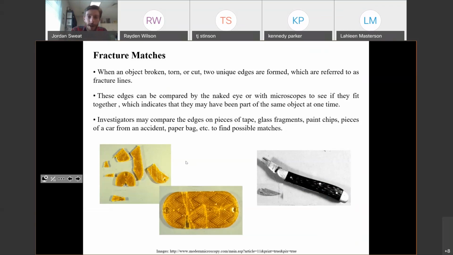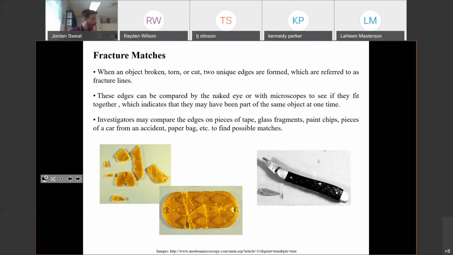Thank you. Okay, so now we're going to talk about fracture matches. Think about it. When an object is broken, torn, or cut, two unique edges are formed. And those edges are referred to as the fracture lines.